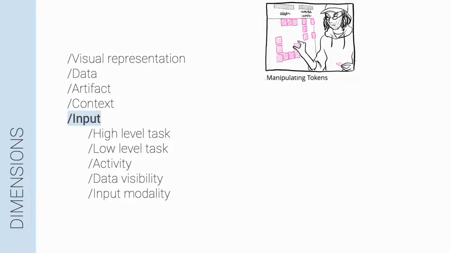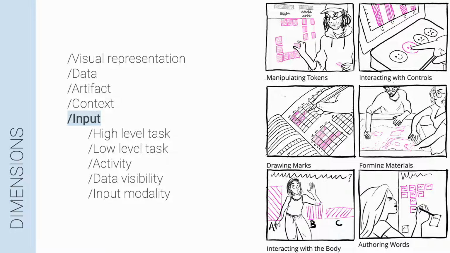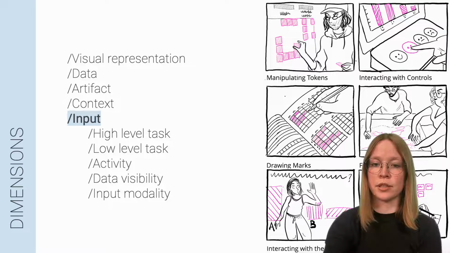While many examples use tokens as they can correspond one-to-one with a row in a dataset, we also saw a variety of other input modalities, including interacting with controls, drawing marks, forming materials, interacting with the body, and authoring words. Although physicalizations typically relied on embodied interactions, visualizations incorporated a wider range of mediated and indirect input approaches.